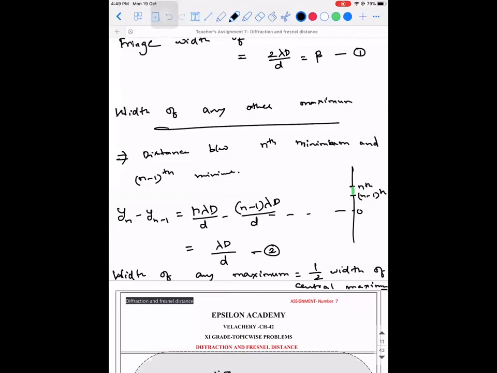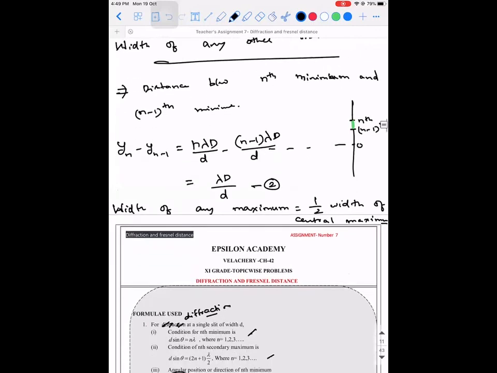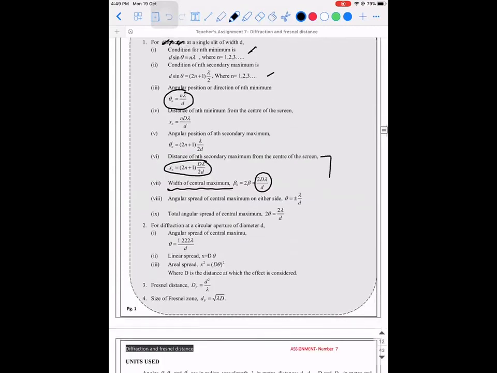Okay. So I've covered all the points related to diffraction. There is nothing that is left. I've covered everything till here. Okay. So this part is not there. You need not worry about it.